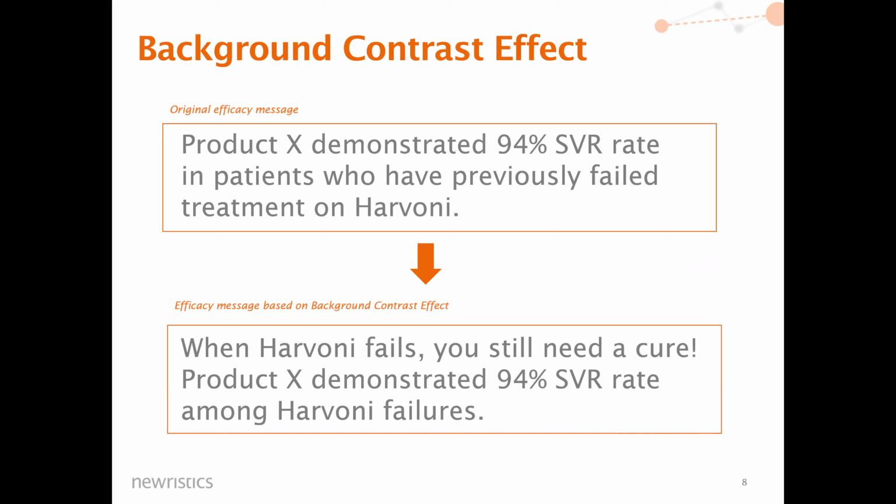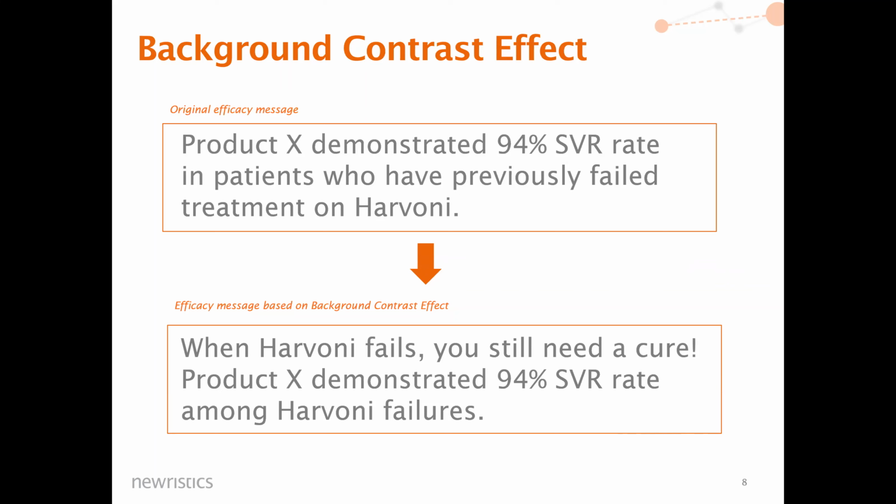So if the heuristic that you are playing with is background contrast effect, and you want to feed it, what that means is you want to create a background to place your brand's benefit against, in contrast against, that significantly benefits your brand. So you are creating an effect in people's minds that can actually get them to appreciate your brand's benefit more than they would have otherwise if you didn't have that background.